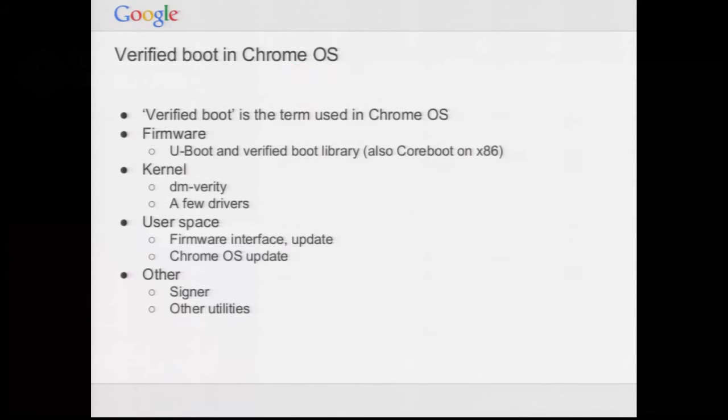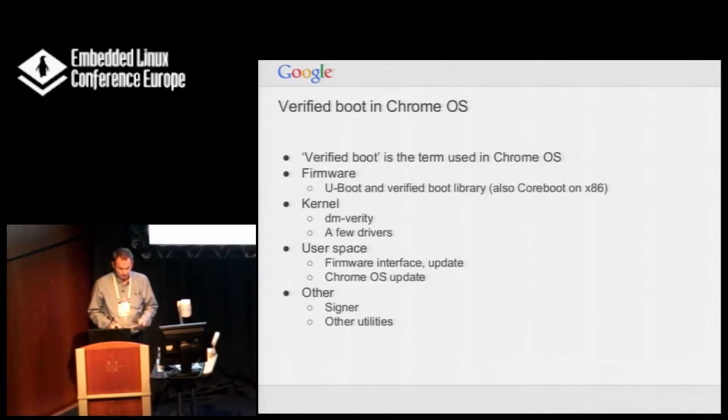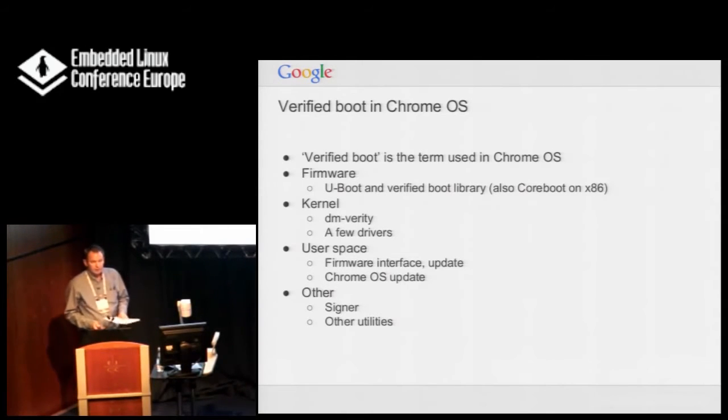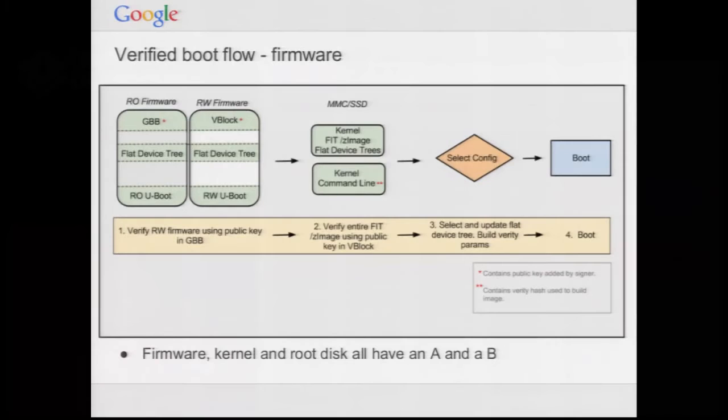So here's how Verified Boot runs in Chrome OS. I'm just going to take you through some of the stages that we have. There are a number of different parts to it. We have firmware, we have kernel, we have user space, and we have some other things as well. I'm going to talk about each of those in turn. So here's the firmware flow.